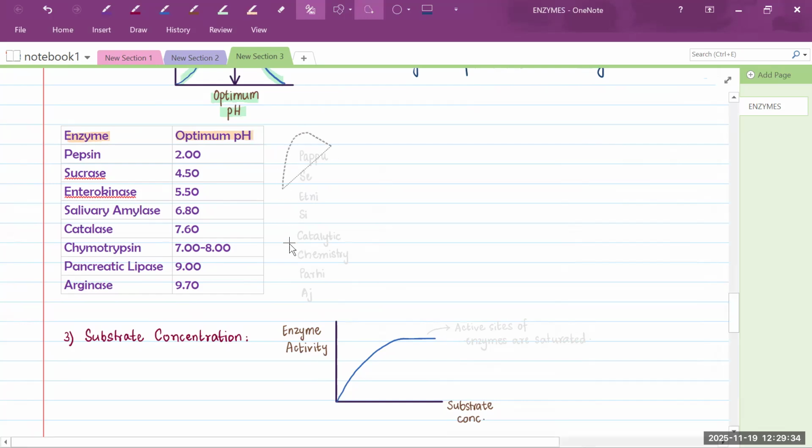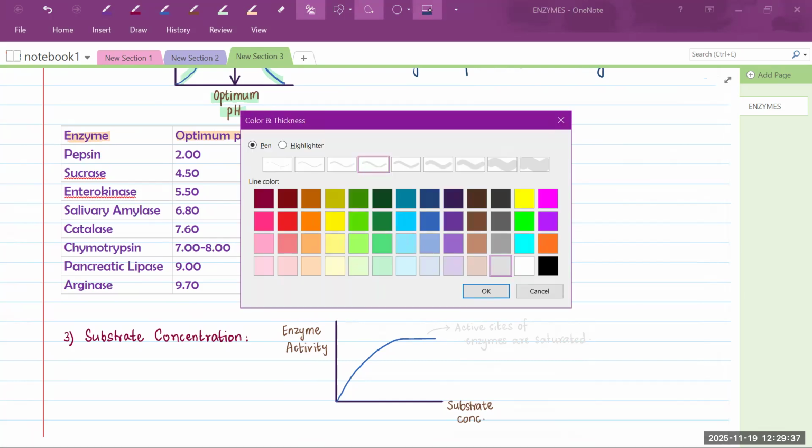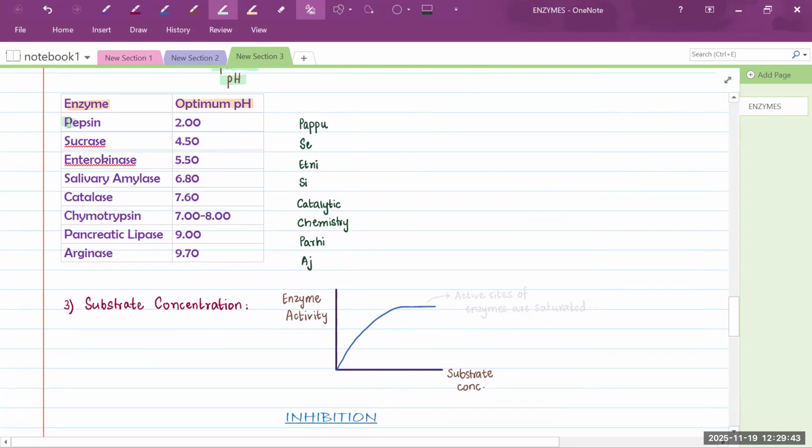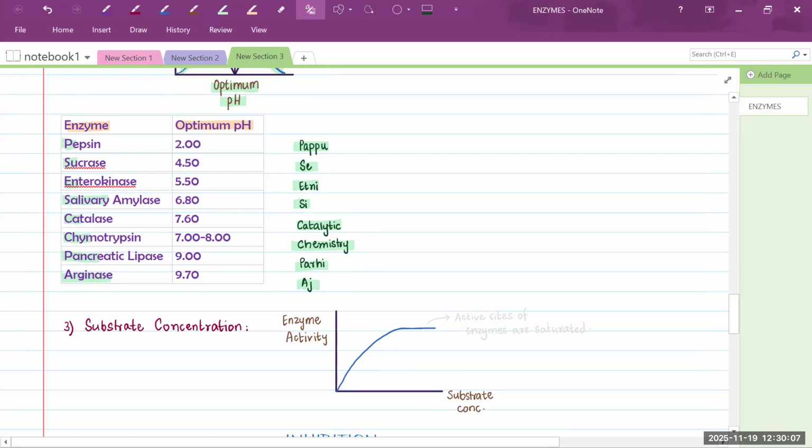Also, there's this mnemonic which is very helpful. You can easily remember this one. Pepsin, sucrase, enterokinase, salivary amylase, catalase, chymotrypsin, pancreatic lipase, arginase. It's very easy to remember these enzymes in order with this mnemonic, and then you can just remember 2, 4.5, 5.5, and 6.5, 7.5, and you can remember it like that.